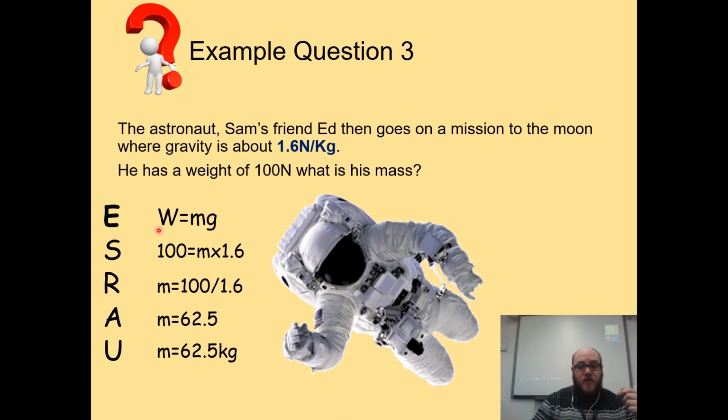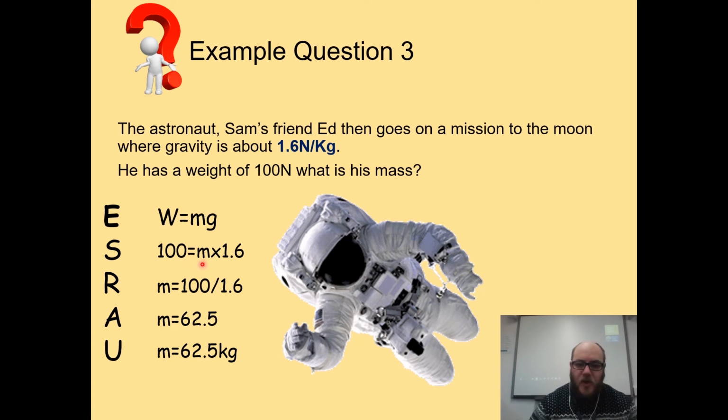Now we use the full equation, weight equals mass times gravity. We substitute in the numbers that we know. The weight is 100 newtons now. 100. We don't know the mass, so 100 equals m times 1.6. That's the gravitational force. Now we rearrange because we don't have the unknown as the subject.